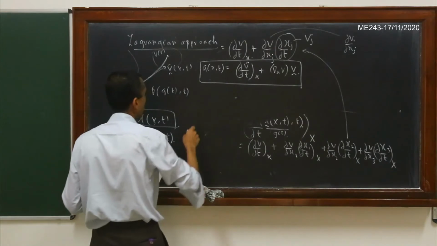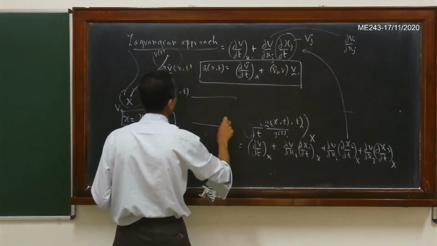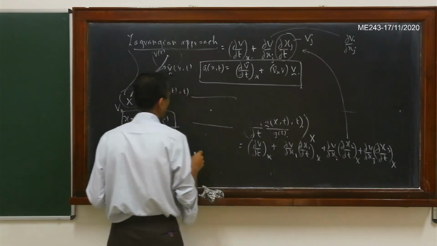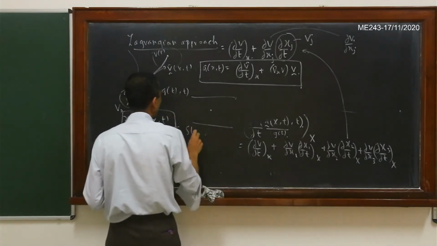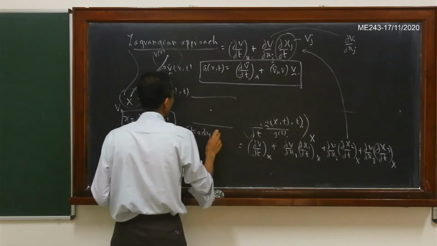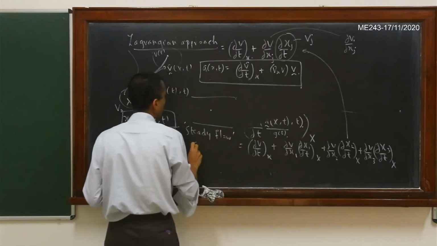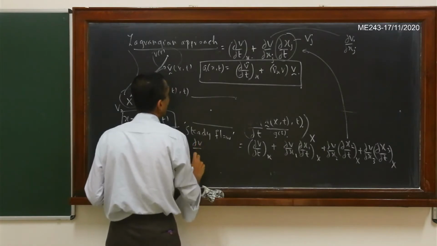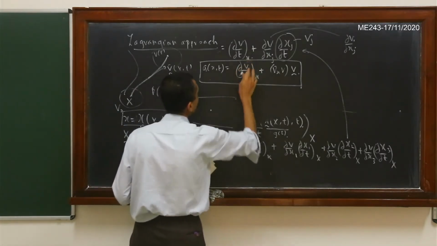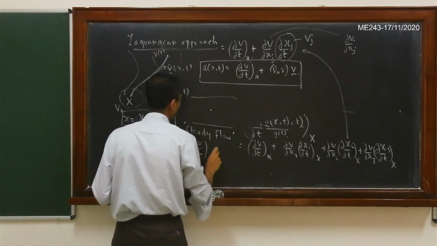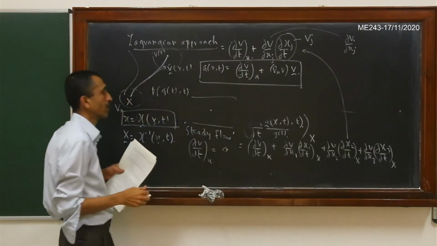Suppose you had a flow like this, and now imagine that it is what is called a steady flow. What that means is that del v by del t at a fixed x is equal to 0. So this is what is called a steady flow.